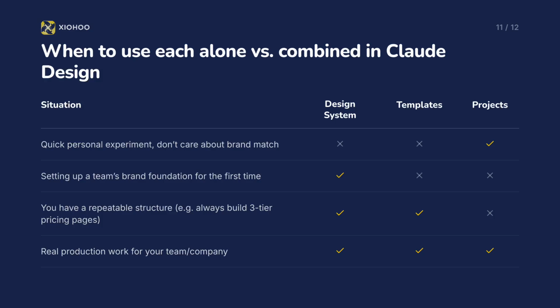Now, if you're just experimenting with a project, then you don't need a design system or templates. You just need to type in the projects section. If you're setting up your design system for the first time, then you definitely need to use the design system function to create a new one. And if you're creating a repeatable structure or template like carousel, PowerPoint slides, for example, then you should be using a design system and template. The next one, if you are doing production work based on your company's brand standard, then definitely you need all three of them.